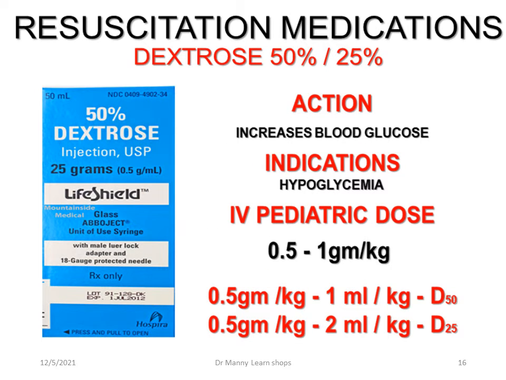Dextrose 50% can also be diluted to 25%, and the action is to increase blood glucose in hypoglycemic patients. The pediatric dose is 0.5 to 1 gram per kg, and as you can see, 1 gram per kg at 50%, or 0.5 gram per kg if you want to give 25%.